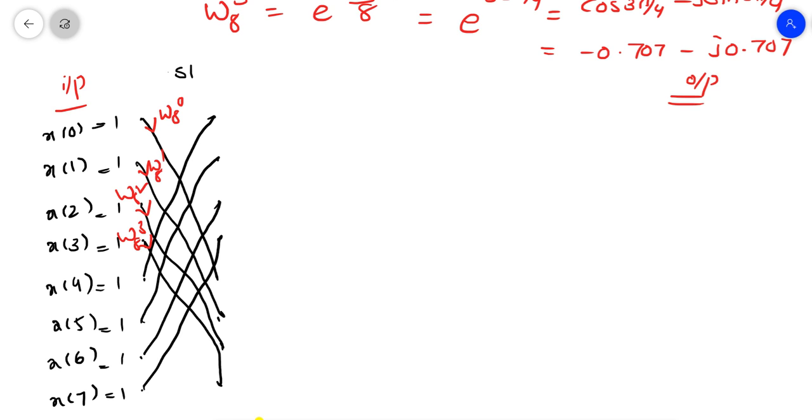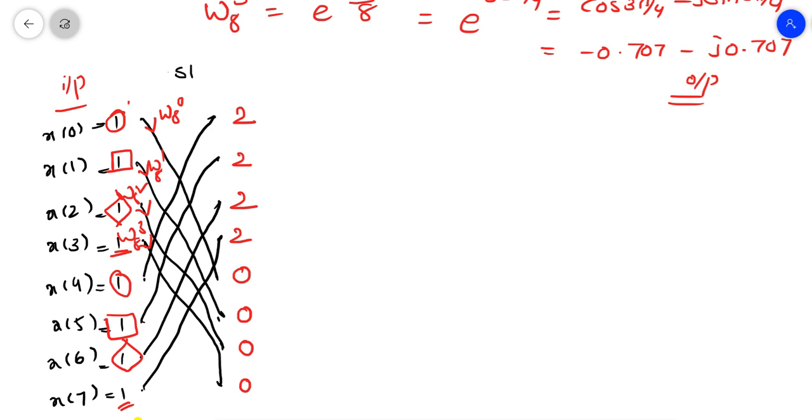According to the butterfly diagram, on the top side this sample is added with this sample, so 1 plus 1 is 2, and 1 minus 1 is equal to 0. Next, these two samples give 2 and 0. Now this sample gives 2 and this one gives 0. And finally these two samples give 2 and 0. Now stage 1 is completed.